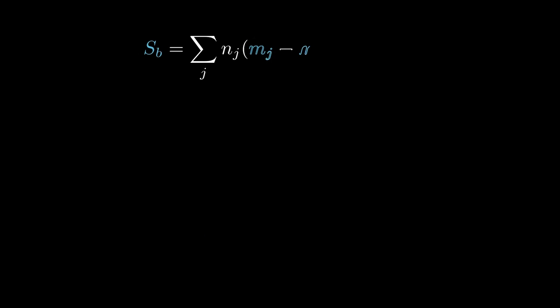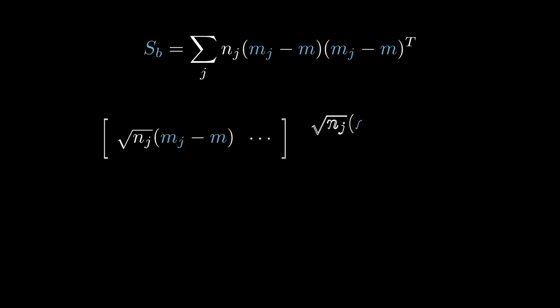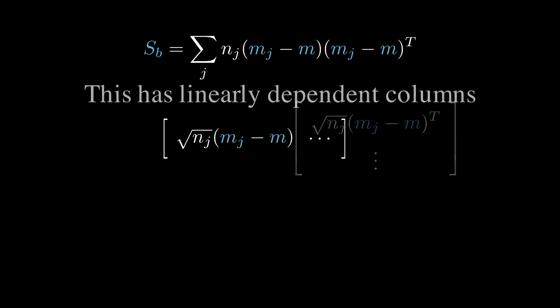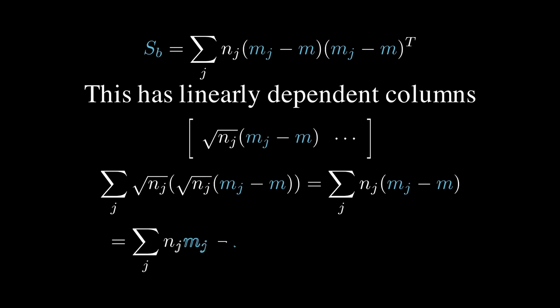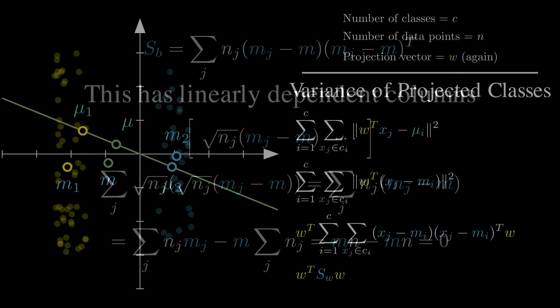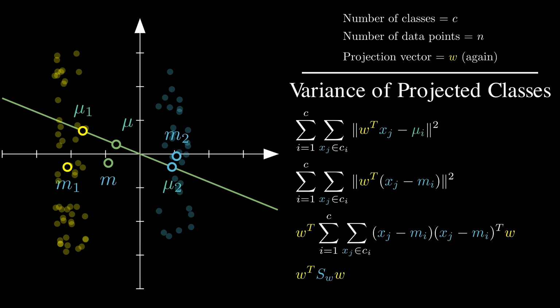And additionally, we can show that since the columns of SB are linearly dependent, it has rank less than its size, the number of classes, C, and has a maximum of C-1 eigenvectors. Let's now put this method into practice.